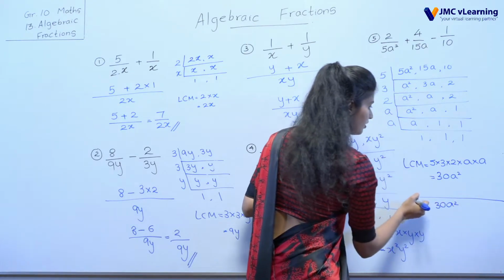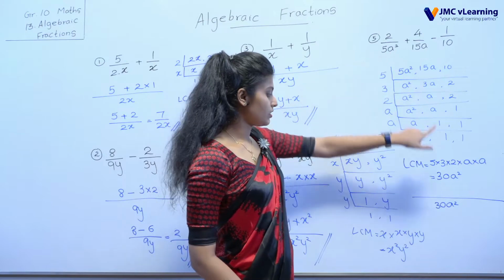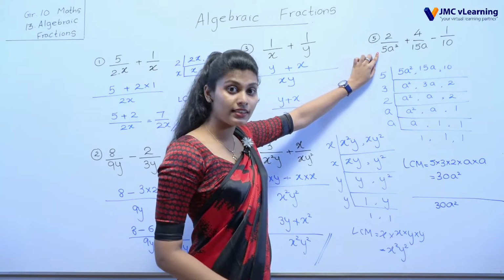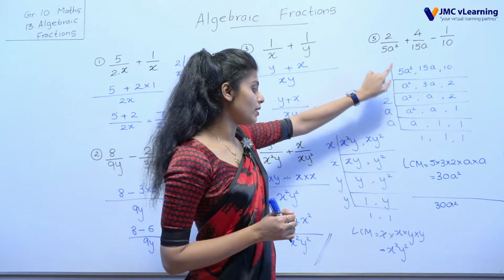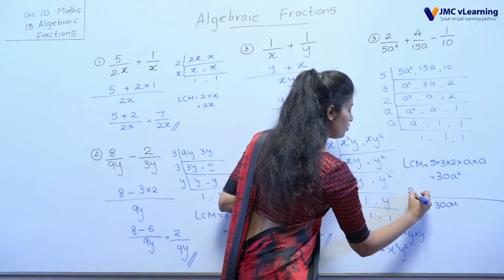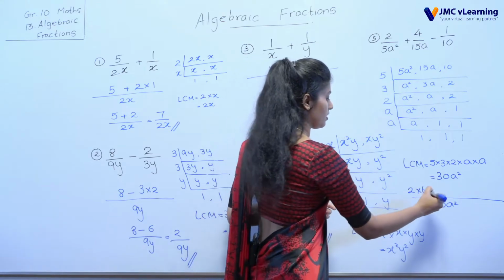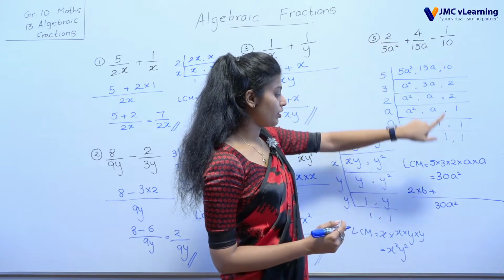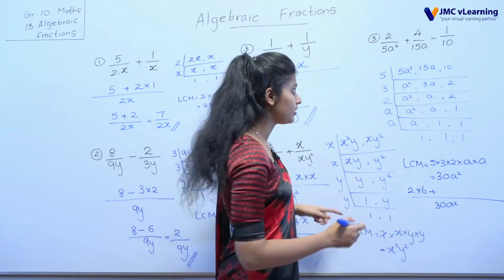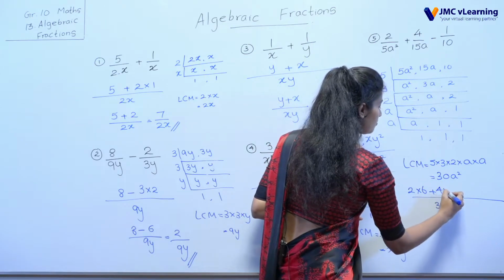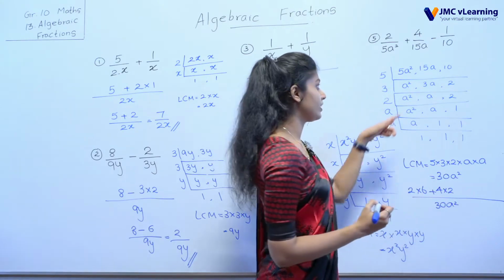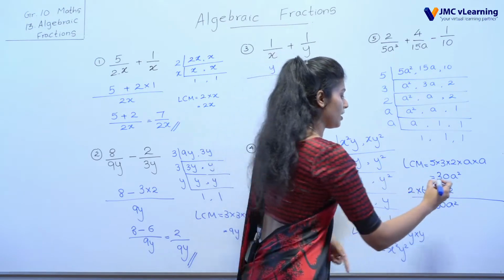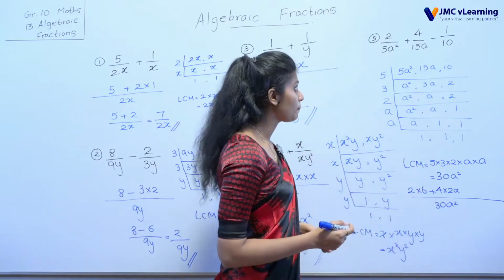30a squared. Then a squared is there, so no need to multiply by a squared. Then to get 30, you have to multiply 5 by 6. Then 2 multiplied by 6, plus here 15. Then 15 you have to multiply by 2 to get 30. Then 4 multiplied by 2, and here only one a is there. Here there are 2 a's. So you have to multiply this one again by a.